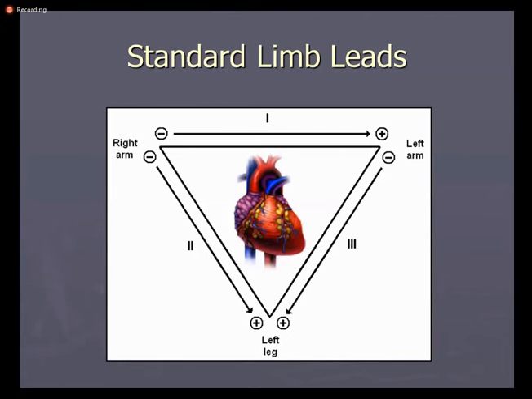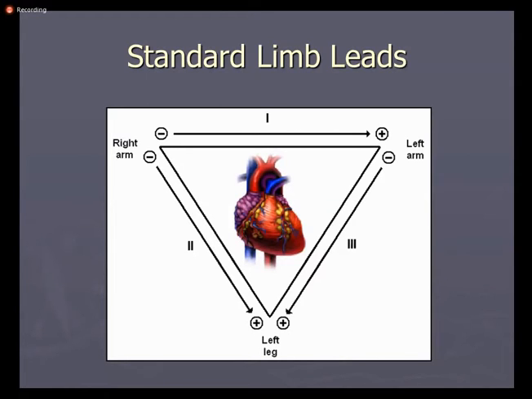Now here, if we take a lead, we have 2 electrodes. One electrode is present on the right arm and the second electrode on the left arm. Current flows from right to left. Right is negative and left is positive.